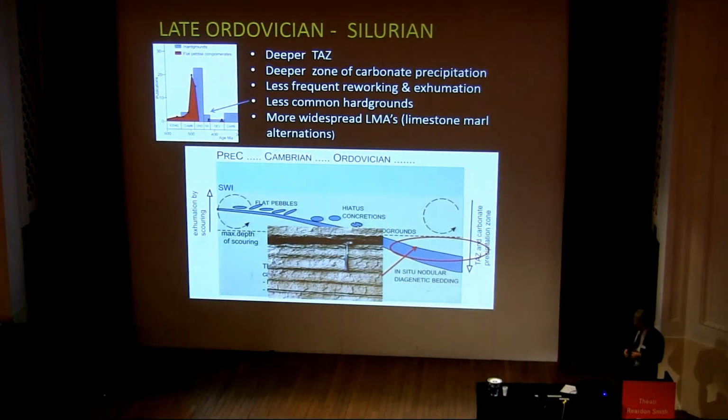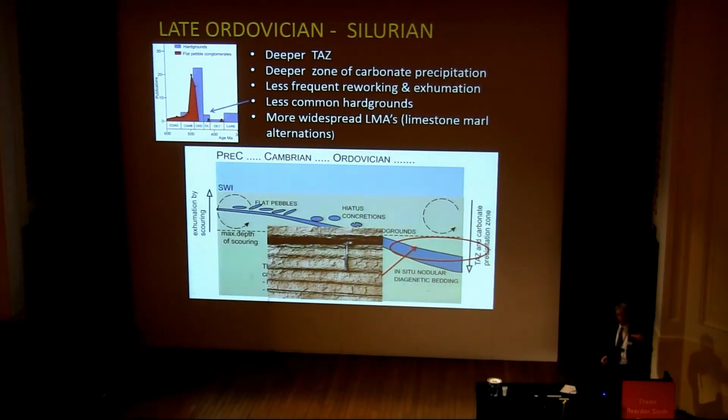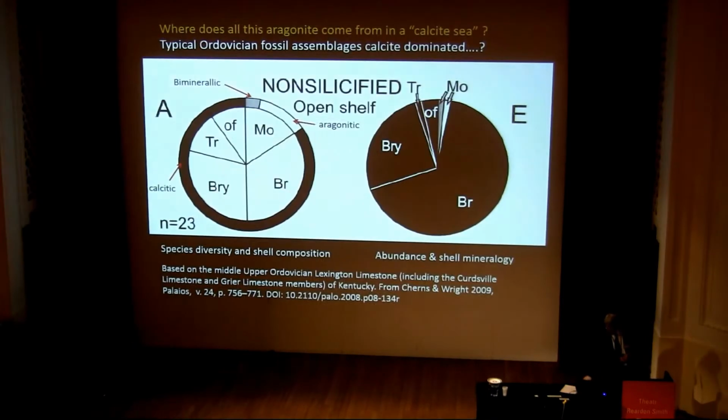And by the late Ordovician, we see this dramatic decline in the abundance of hard grounds. Our explanation for that would be that now we're at a sufficient depth, with this carbonate forming sufficiently far down, that it simply isn't getting exhumed very often. And in fact, if you look at most diagenetic bedding, which continues, of course, right throughout the rest of the Phanerozoic, diagenetic bedding is very, very rarely reworked. So it seems to be forming at some depth where it's not prone to being reworked, even by quite significant storms.